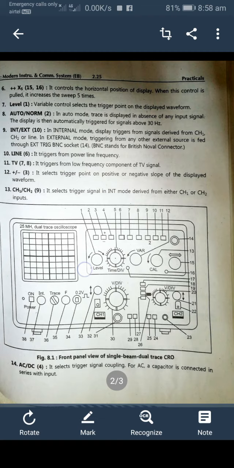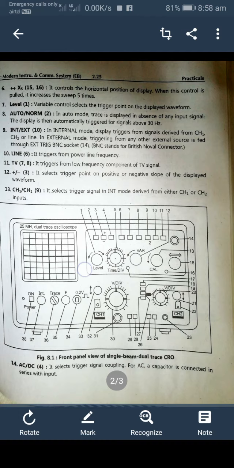0.2 volt, 1 kilohertz: 0.2 volt means peak to peak, a 1 kilohertz frequency square wave calibrated signal. Vertical position: it controls the vertical position of the display. When the control is pulled, the vertical sensitivity increases by 5 times.